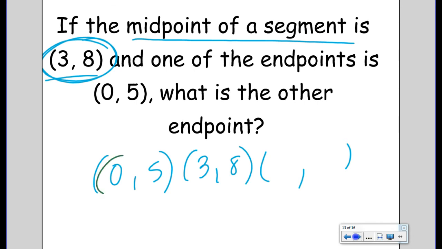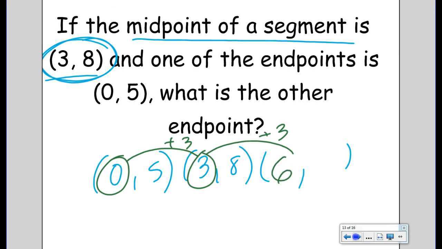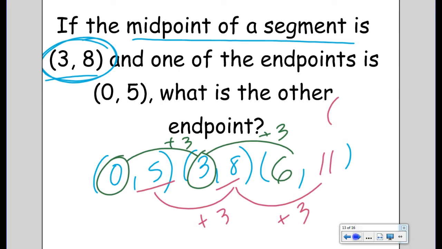So now we play leapfrog. How far do you leap from 0 to 3? Plus 3. So we're going to go plus 3 again, and we land at 6. Now we do our y's. From 5 to 8, plus 3 again. So 8 plus 3 is 11. The answer was (6, 11). You have to put parentheses. Some of you aren't putting parentheses.